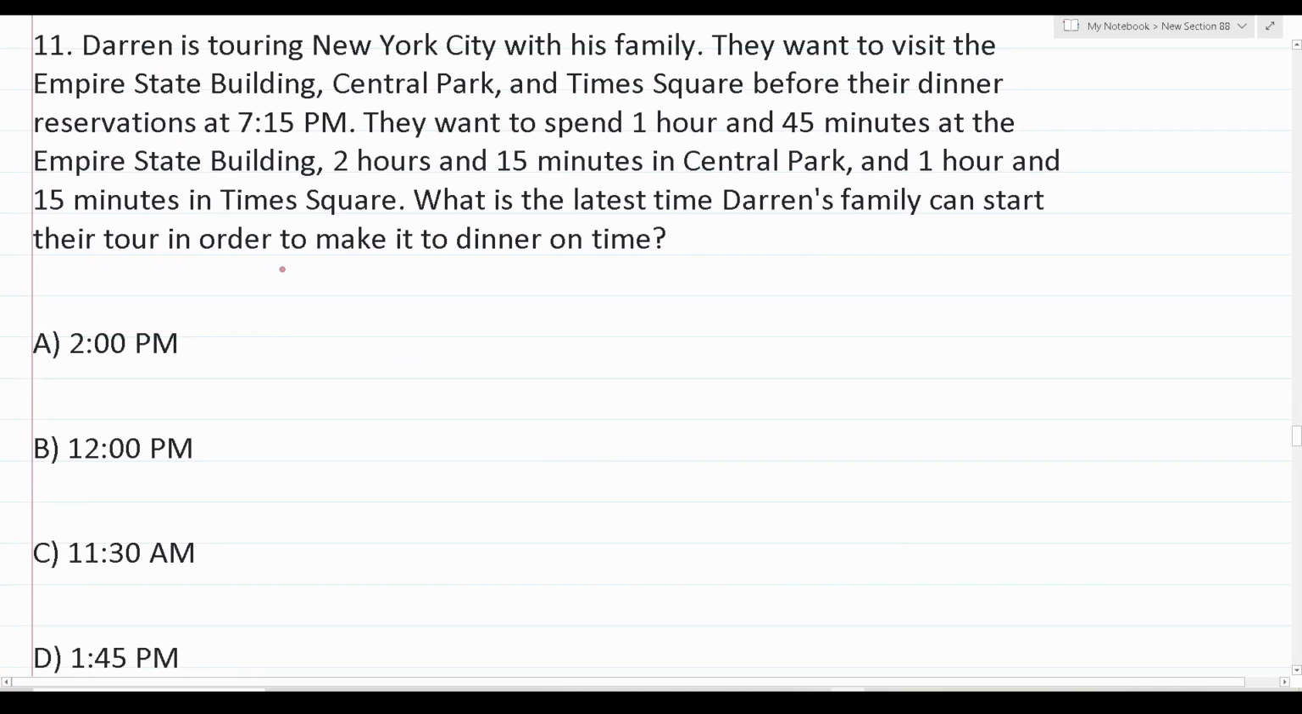All right, so number 11 says Darren is touring New York City with his family. They want to visit the Empire State Building, Central Park, and Times Square before their dinner reservations at 7:15 p.m.